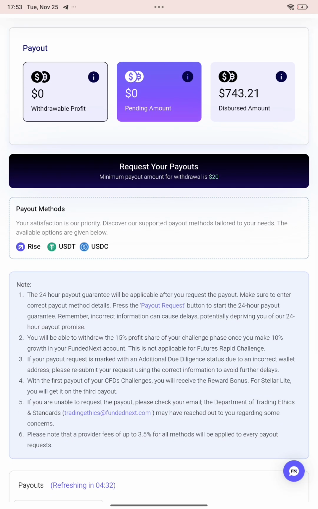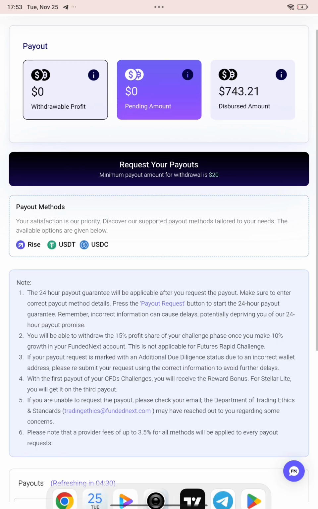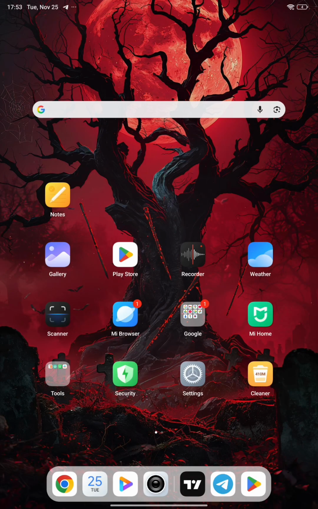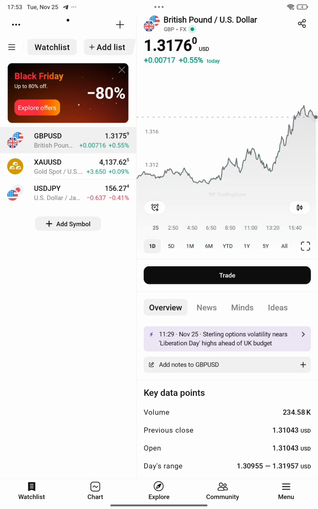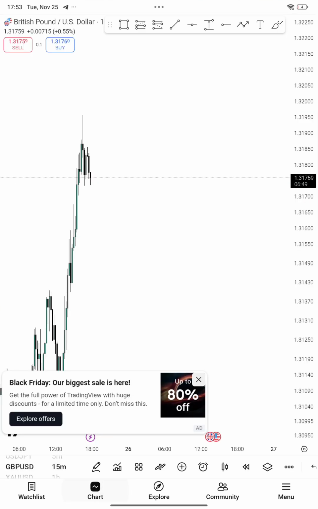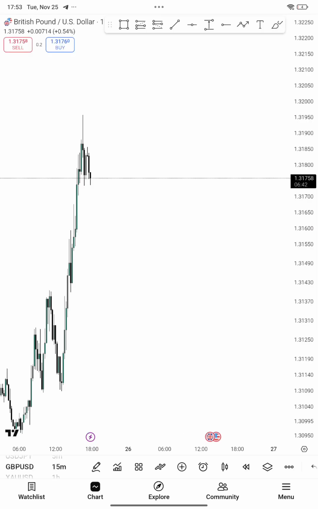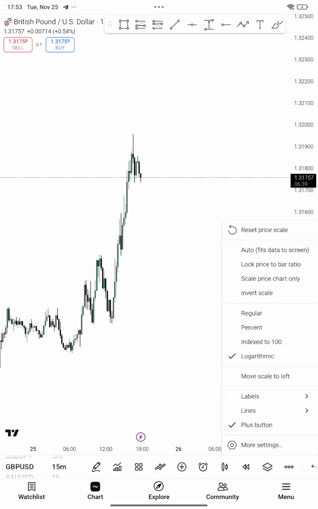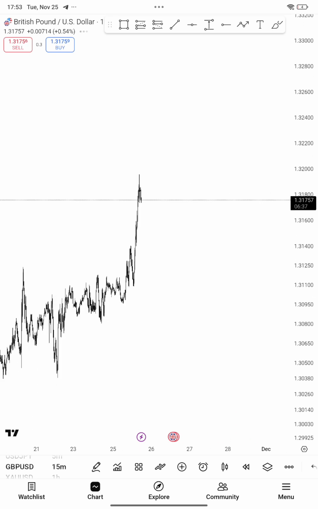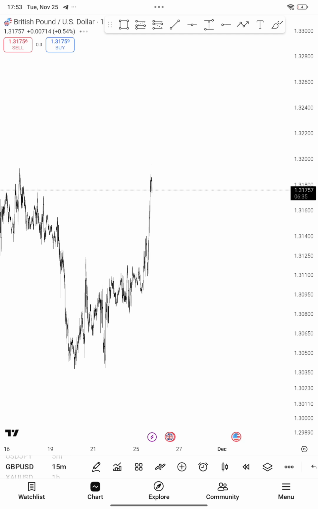So let me show you how I do my analysis and trading. So immediately I'm on TradingView. I trade only these three pairs, which are GBPUSD, XAUUSD, and USDJPY. So the first thing I do is this. This is a 15-minute time frame. So what I do instantly is I go to the 4 hours.